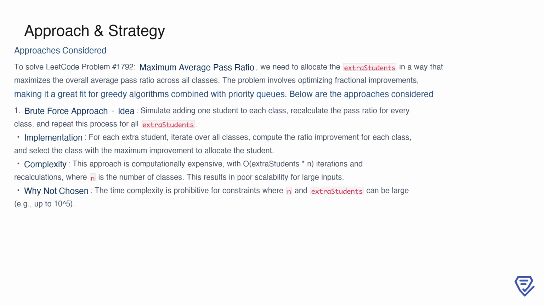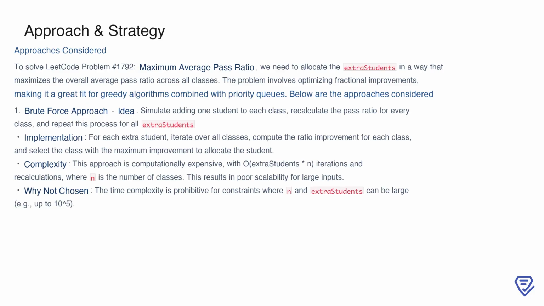To tackle the maximum average pass ratio problem, the goal is to allocate the extra students in a way that maximizes the overall average pass ratio across all classes. Since this involves optimizing fractional improvements, greedy algorithms combined with priority queues are a natural fit. Let's start with the brute force approach. The basic idea here is to simulate adding one student at a time to each class, recalculating the pass ratio for all classes after each allocation, and selecting the class with the maximum ratio improvement for the next student.